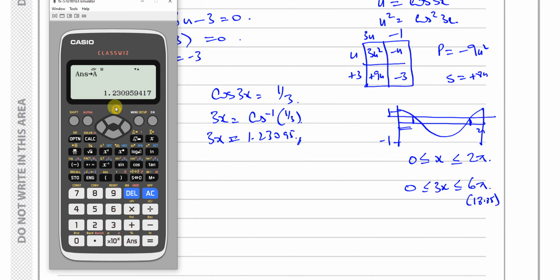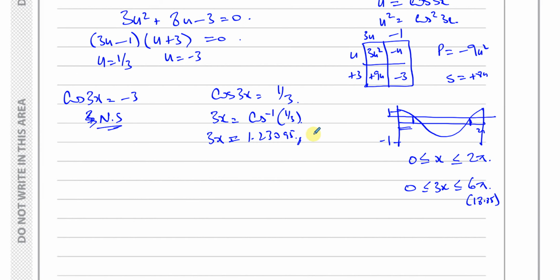So our angle was this 1.23. So we're going to do 2 pi minus the angle. That gives us our other main angle, which is 5.0522.